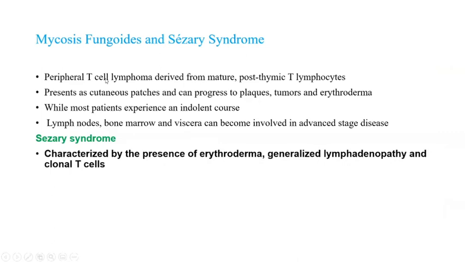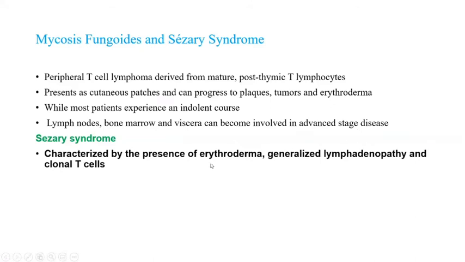The T-cell ALL was derived from precursor lymphocytes, but this one arises from the peripheral T-cell lymphoma, which is a mature T-cell. These are the cells present post-thymic, the lymphocytes after they migrate from the thymus. Typically they present with cutaneous lesions. It can be patch, plaque, or it can also form a tumor-like mass. Mostly they have an indolent course, but when they involve the viscera like lymph node, bone marrow, or any visceral organ, they are categorized as advanced stage disease.